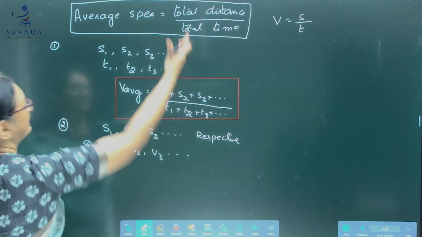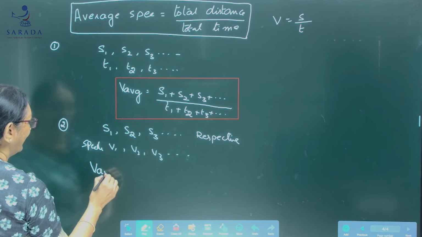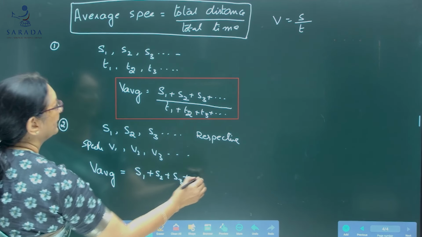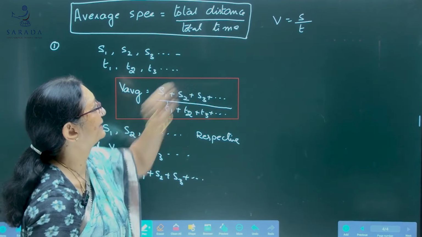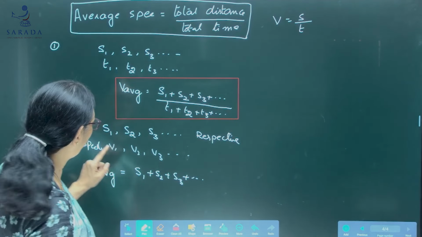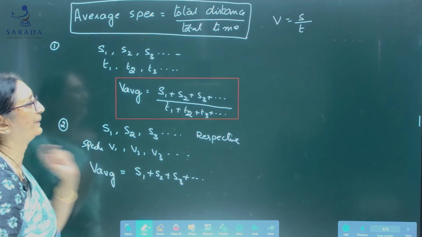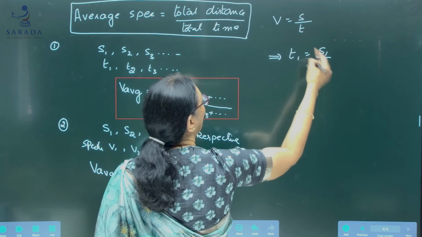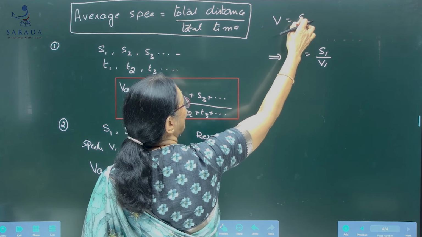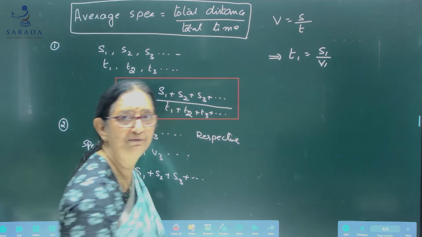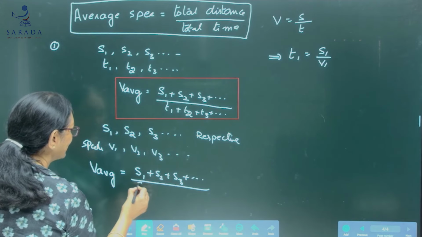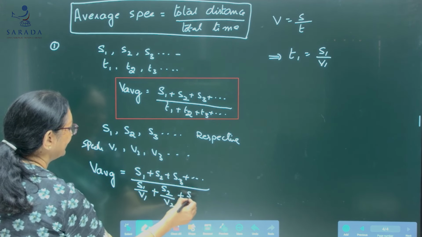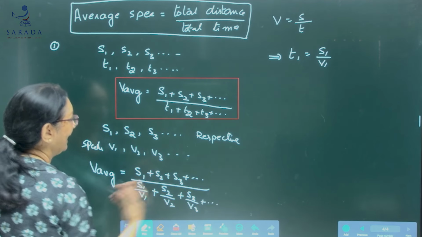Then average speed is equal to total distance S1 plus S2 plus S3, and so on, divided by total time. But here time is not given straight away. If a body travels a distance S1 with a speed V1, what is time? It is S1 by V1. If a body travels a distance S with a speed V, time taken is S by V. So T1 is S1 by V1, plus T2 is S2 by V2, plus T3 is S3 by V3, and so on. That's it.